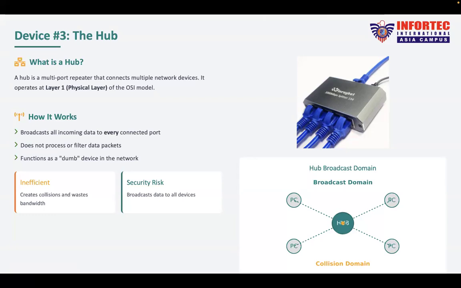So this is a picture of a hub. And here is how it works. It broadcasts all incoming data to every connected port, and it does not process or filter data packets. It functions as a dumb device in the network. This is where we connect all these things together. So we called it the hub.